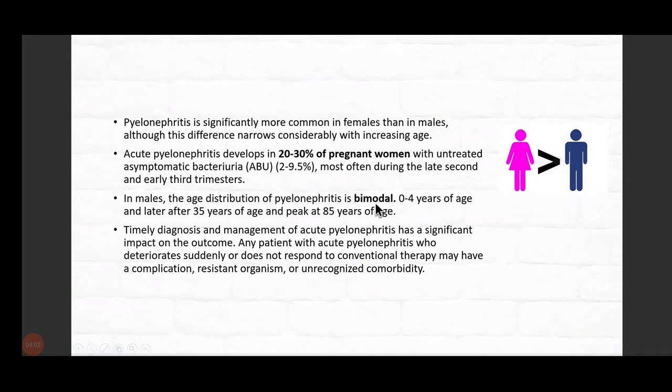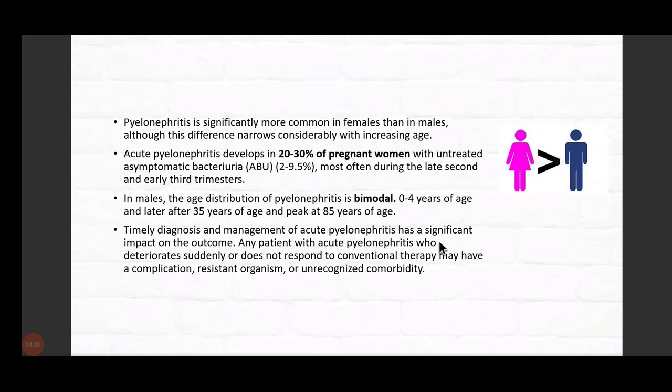In males, you can have a bimodal kind of pattern. It is present maximally in childhood, that is 0 to 4 years of age. Then it has a peak around 35, and after 60 or after 80, males and females are equally affected. Like I already said, this condition should be diagnosed early and treated early because that will have a significant impact on the outcome.